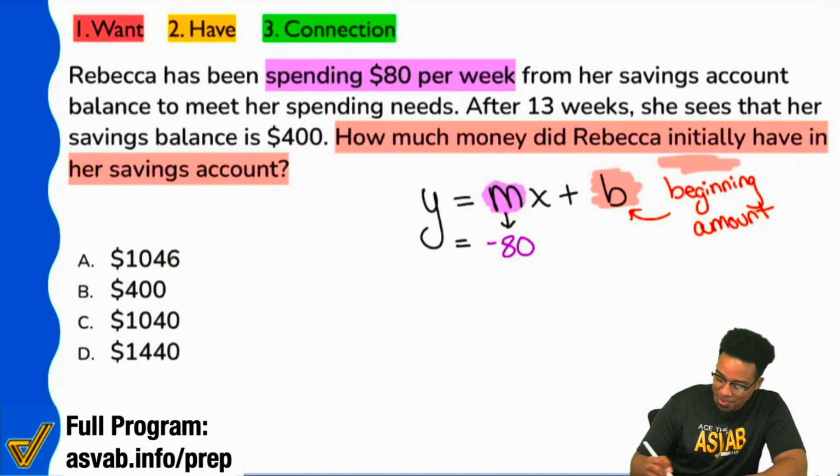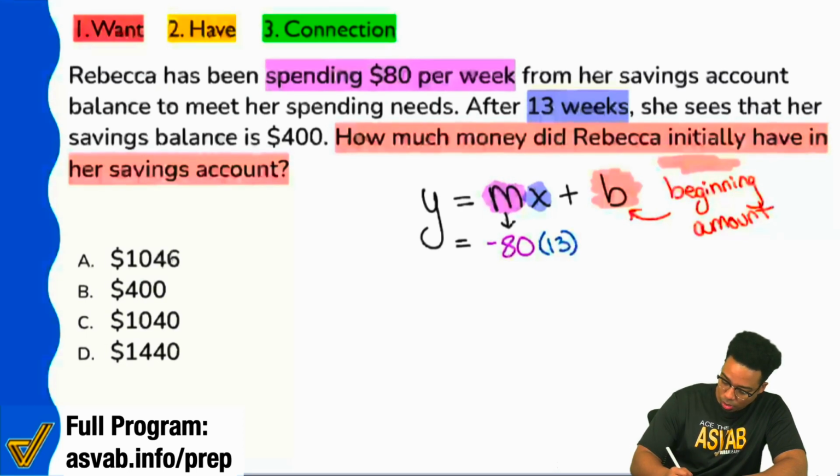So here we go. This is going to be your X value, 13 weeks. Right there. And so it's going to be negative 80 times 13. We're looking for that beginning amount, so we'll just write that right there.